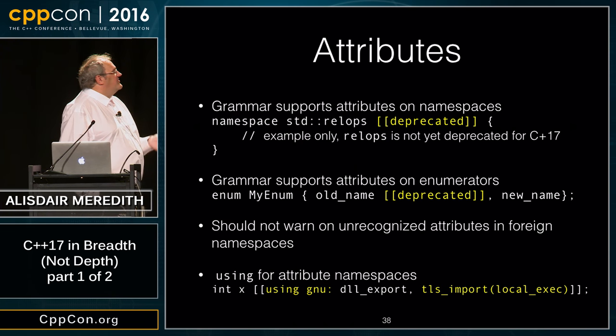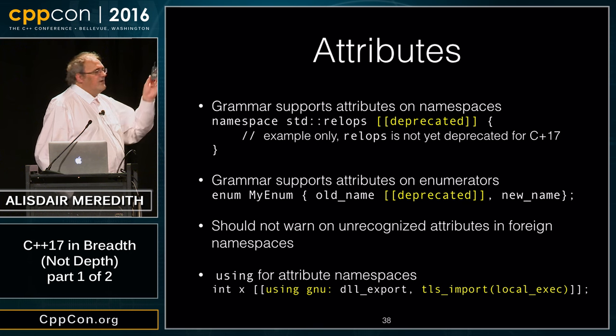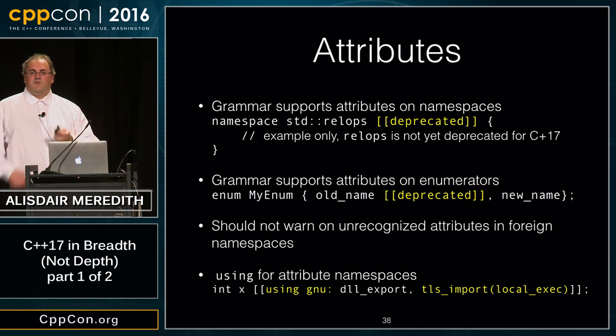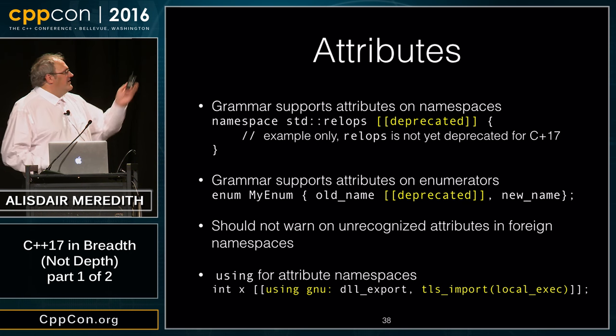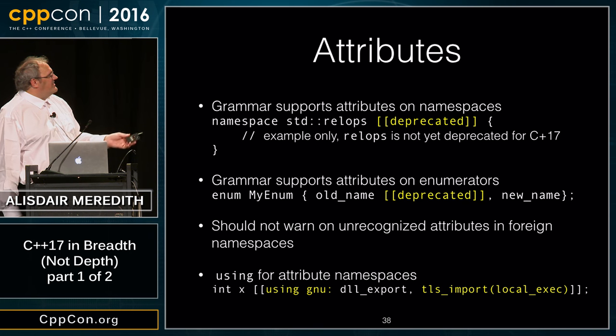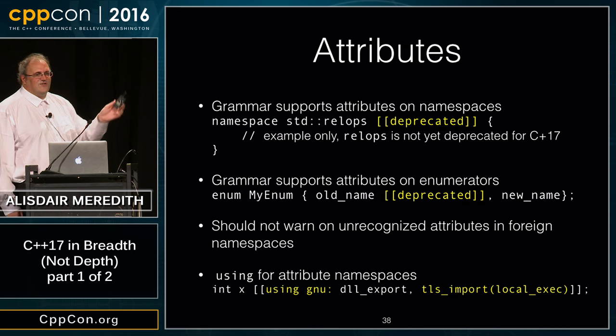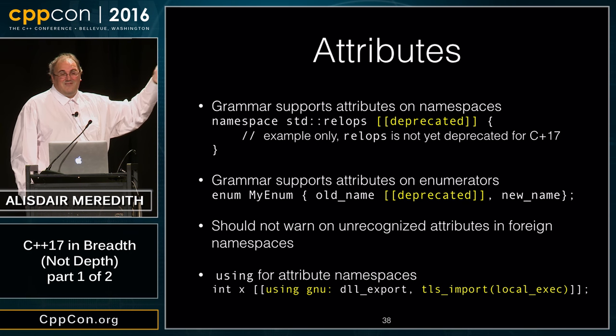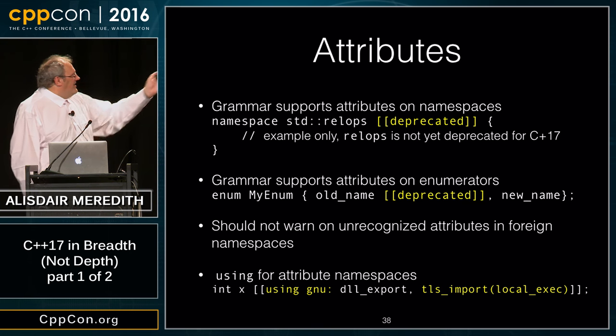Also, on moving on to attributes, we can now put attributes on namespaces, because that's one of the few things that we couldn't actually annotate. So yay, attributes on namespaces. I'm showing an example of a namespace lots of people would love to deprecate, but we haven't deprecated yet, sorry.